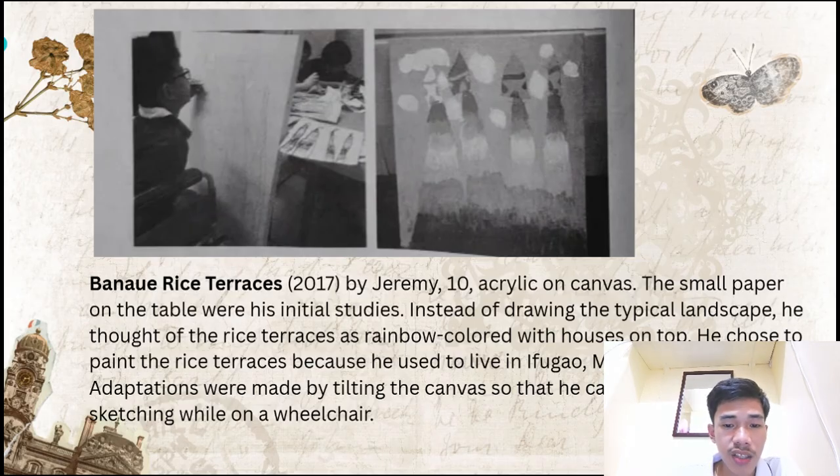So before painting, Jeremy first made small sketches or initial studies. This shows that he carefully planned his work before creating the final artwork. So while creating an artwork, it is also important to study your taste, like drawing the famous places.